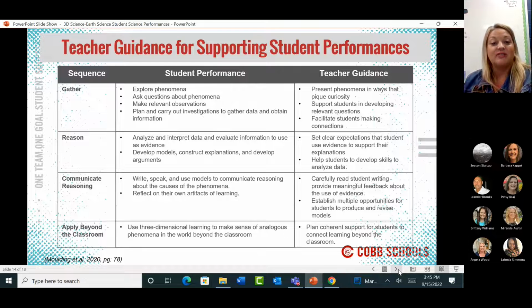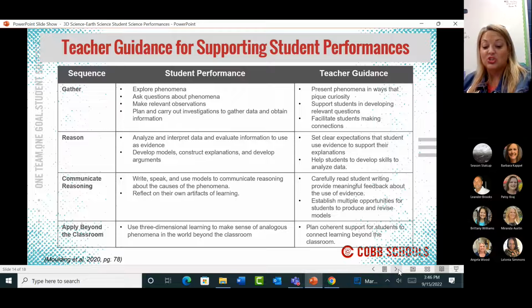You have your sequence of the lesson: gather, reason, communicate, and apply beyond. What the student is going to do, so the student performance. And then on the right-hand side is how we can provide guidance and support for them during those sections. Nowhere on here does it say give students the answer or show them exactly why something happens. In 3-dimensional science instruction, we don't give them the answers right away. They have to work for it.